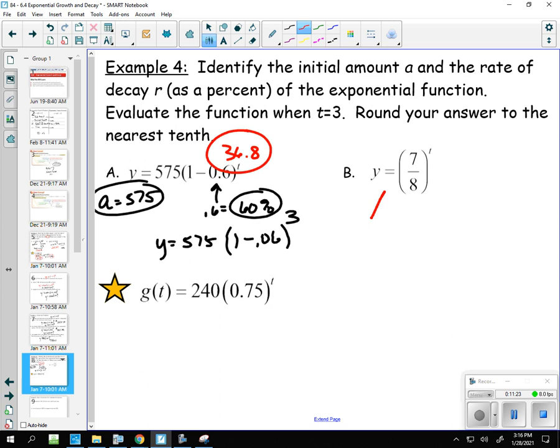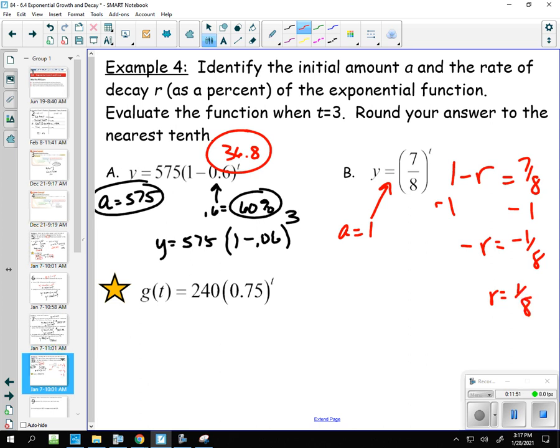Next one, the initial amount. There's no number in front. So the initial amount is actually 1. That's a little confusing for some people. Now, 1 minus r equals 7/8. This is the best way for me to describe how to find r. If it's something that's above 1, you're going to use 1 plus r to find the rate. If it's below 1, you're going to use 1 minus r to find the rate. And so the rate in this case is 1/8.